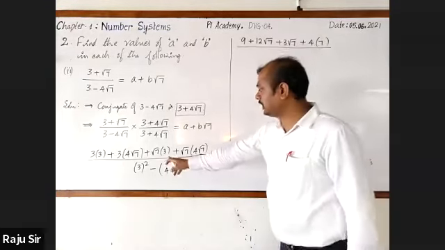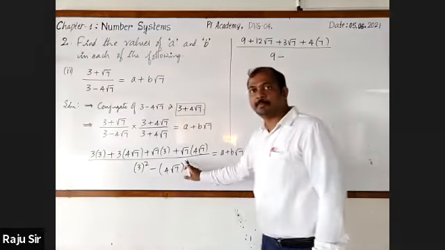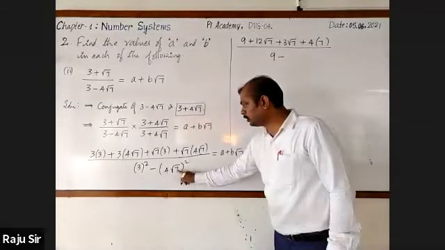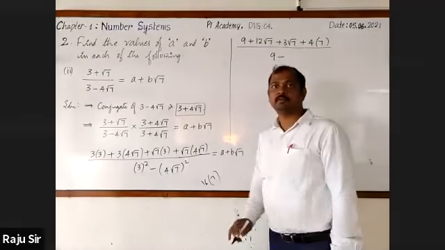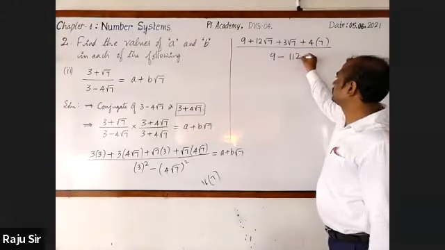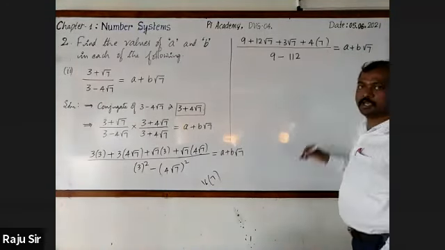Next, denominator: 3 whole square, 9, minus 4 into root 7 whole square. Apply square to 4: 4 square is 16 and root 7 whole square is 7. 16 times 7 is 112. That is equal to a plus b into root 7 as it is.